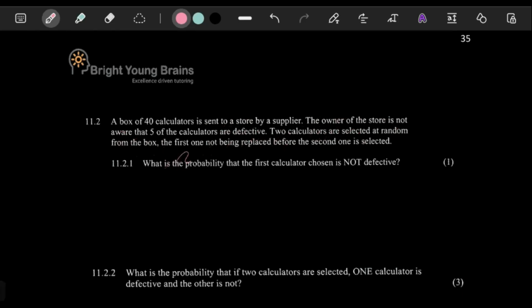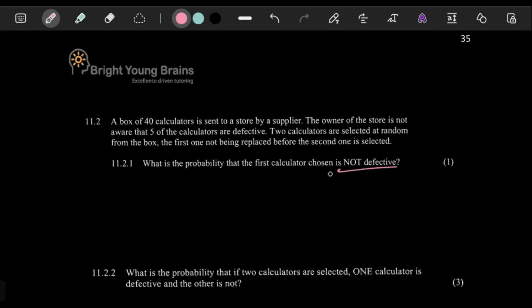And then it says here, the first one is not being replaced before the second one is selected. So it means they take out the first one, and then whatever is left, they take out a second one from there. And then they ask, what is the probability that the first calculator chosen is not defective?